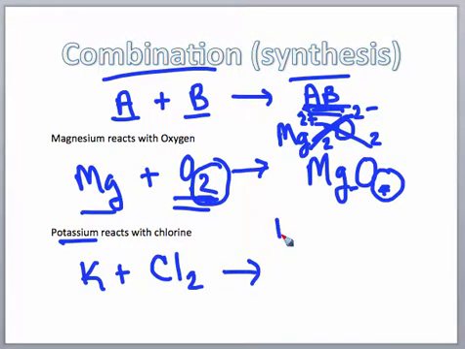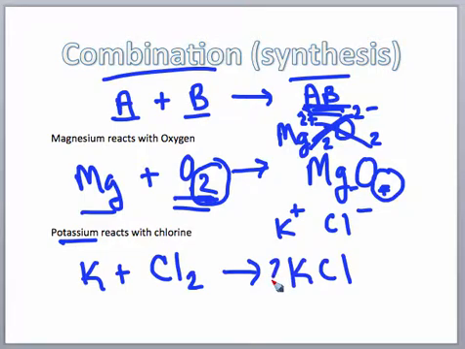When potassium and chlorine come together to make a compound, potassium is 1 plus, chlorine is 1 minus, so when they crisscross, it's KCl. So if we were going to balance these two reactions, we would have 2 chlorines, so we need to put a 2 there for 2 chlorines. Now we have 2 potassiums, so we would put a 2 there. And up top here, we have 2 oxygens, so we're going to put a 2 there, and then we'll balance the magnesiums. Now we've already talked about balancing equations, so that should be old knowledge at this point.